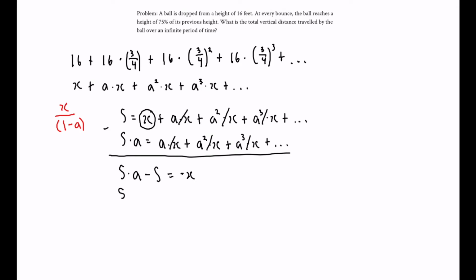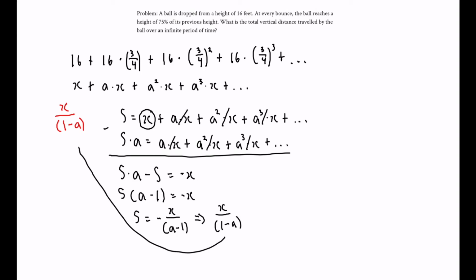We can factor out s and we get s times a minus 1 is equal to negative x. S can be rewritten as negative x divided by a minus 1, or x over 1 minus a, which is where we get this formula. Now let's apply it to the problem.